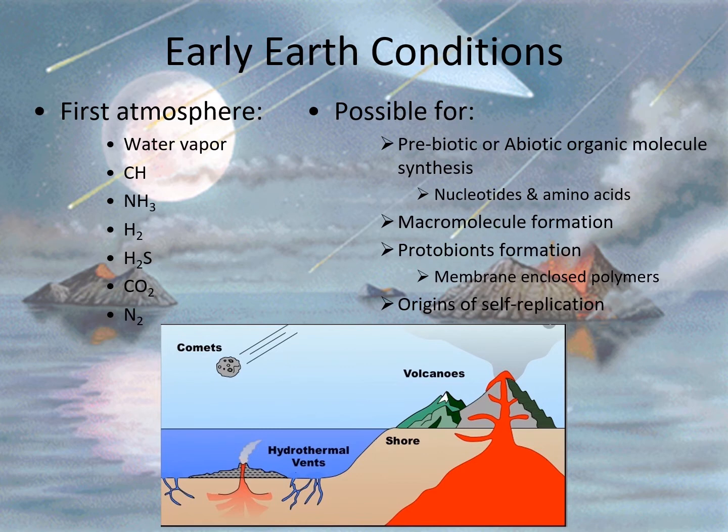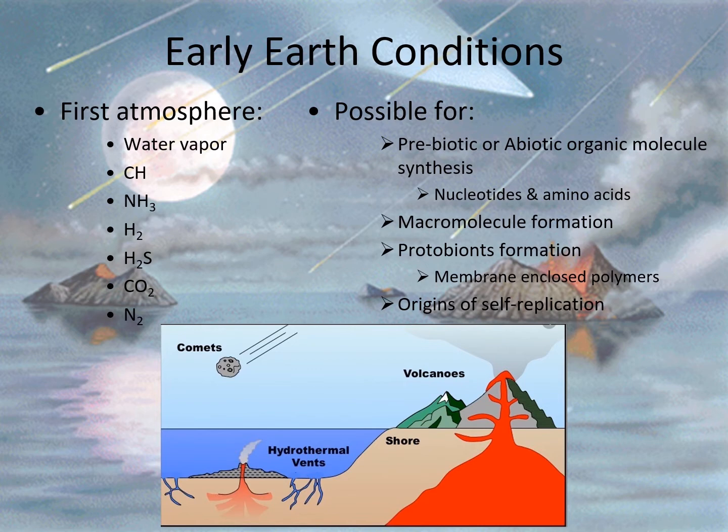And then these protobionts were then able to somehow self-replicate. So the idea where a lot of this stuff came from is the extraterrestrial hypothesis, and we do know this, and I'll talk about this in just a little bit. We do know that meteorites have had polymers found on them. If we look at volcanic activity, we know that in early Earth history there was a lot of volcanic activity.